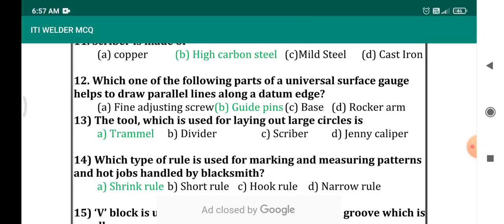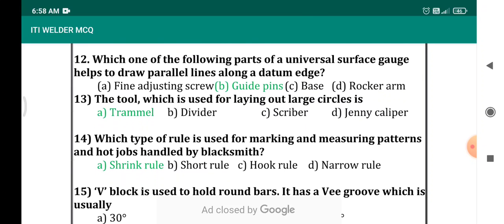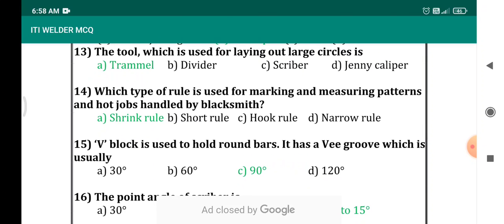The tool which is used for laying out large circles, that we have already discussed, that's a trammel. It's a revision question. Which type of rule is used for marking and measuring patterns in hot jobs handled by blacksmiths? For hot jobs handled by blacksmiths, it's a shrink rule.